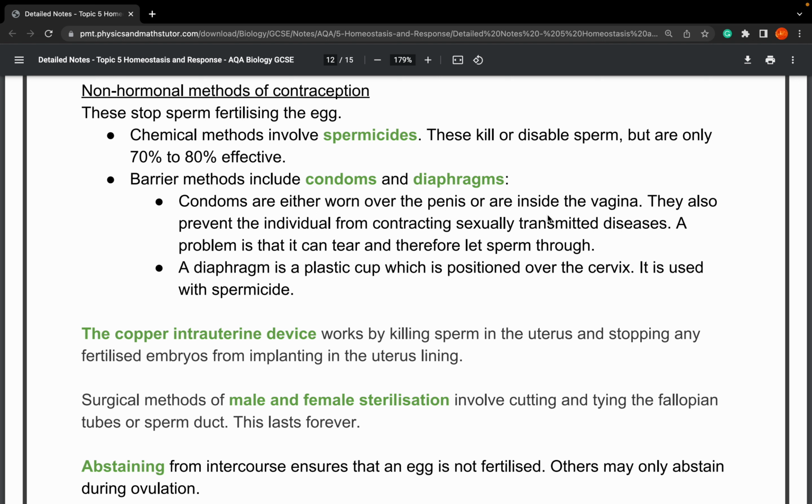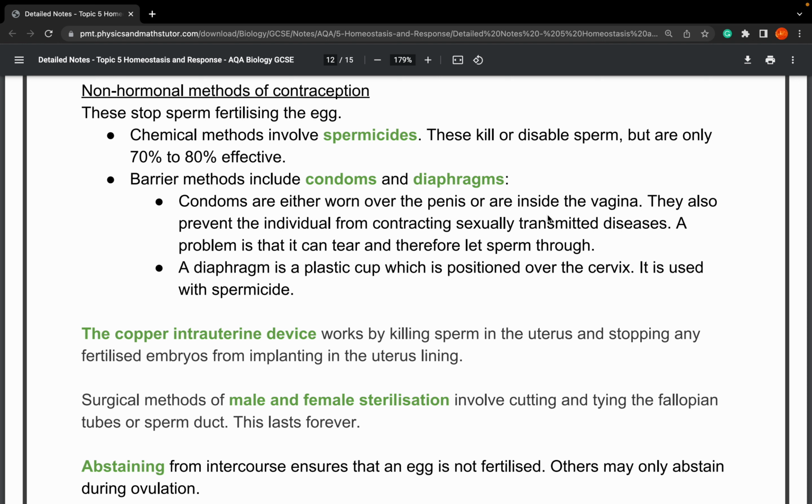There are non-hormonal methods. These stop sperm fertilizing the egg. So by hormonal methods, we control the release of the ovum. By non-hormonal methods, we are targeting the sperm, because there is another culprit in producing the child. Both of them play together. So one is hormonal, controlling the ovum. The other culprit, sperm, is taken care of by the non-hormonal method.